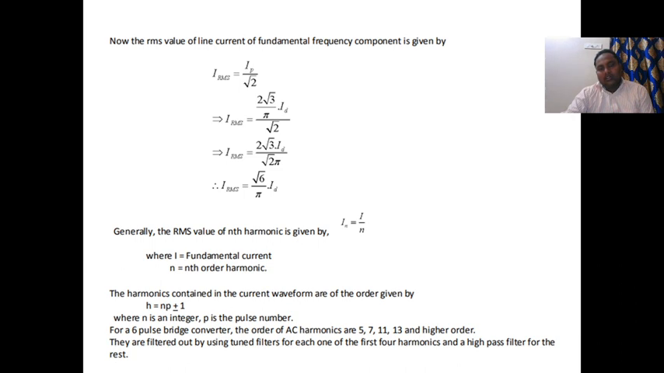Because of those harmonics, the shape of the wave does not change. The harmonic orders 5, 7, 11 will change the wave shape of AC quantities. They are filtered out by using tuned filters for each one of the first four harmonics and a high pass filter for the rest.